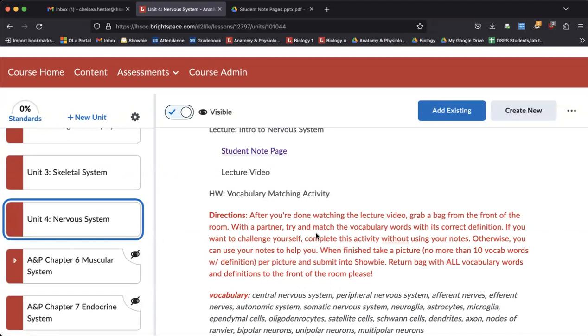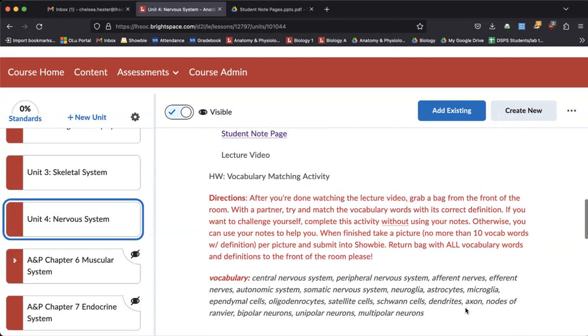Now, if you want to, you can challenge yourself and try to complete this activity without using your notes. But if you get stuck, feel free to go back in your notes and check. And you can do this activity as many times as you want to. The only thing is I ask that you leave it in class and don't take it home with you, because I do have another class working on this next class. But you are more than welcome to use them at any point during this unit, because like I said, there is a lot of vocab, as you can see here. And the quicker you understand these terms, the better you're going to be for the upcoming test.